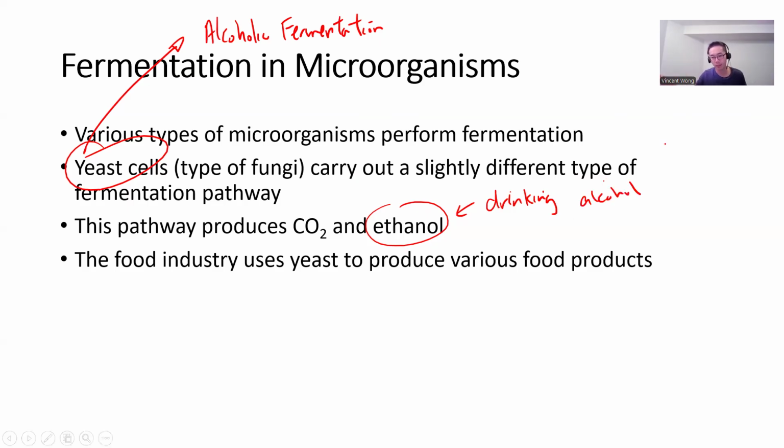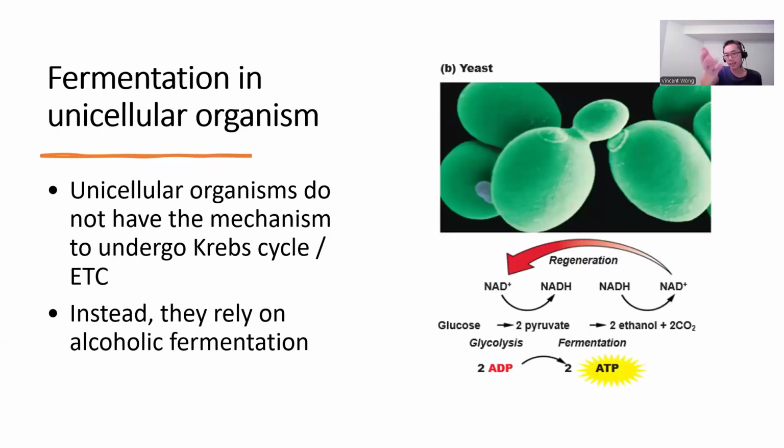Like rubbing alcohol, it's poisonous. You can't drink that stuff, right? So ethanol is a drinkable alcohol, and that's the product of alcoholic fermentation. And it also produces carbon dioxide in the process, which causes the bread to rise if you use yeast for baking. Now, that's what the yeast looks like, and it's the same kind of concept. They do glycolysis, but since they don't have the ETC to drop off the electrons, the pyruvate will just pick up the electron and in the process generates ethanol and carbon dioxide.